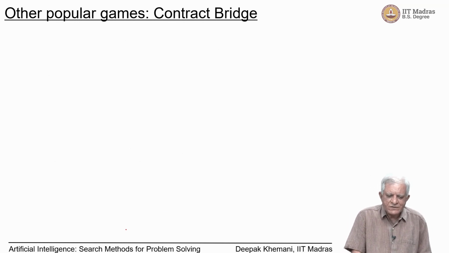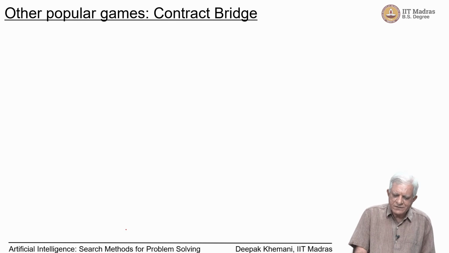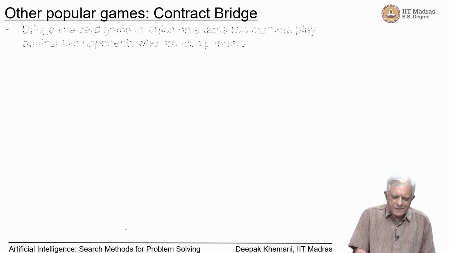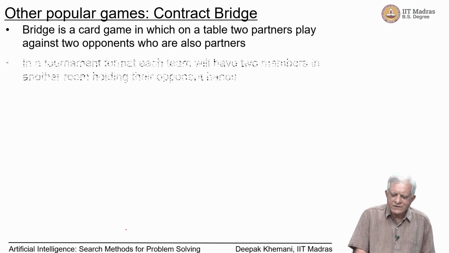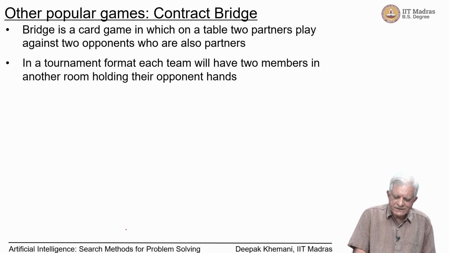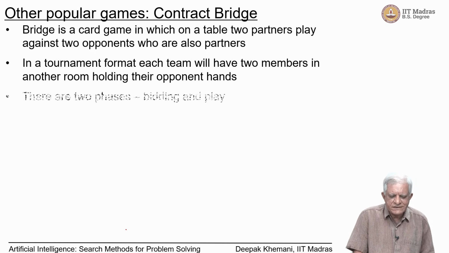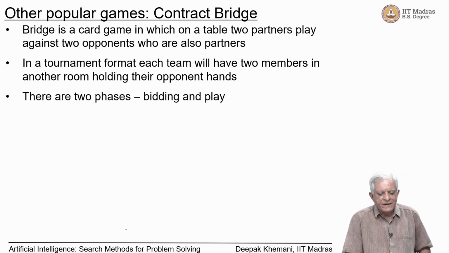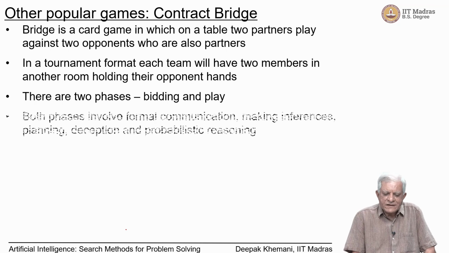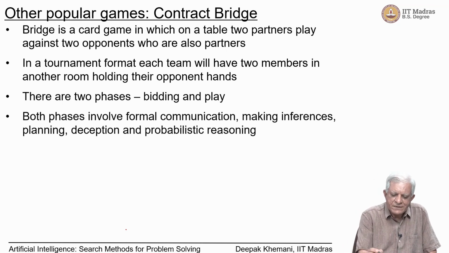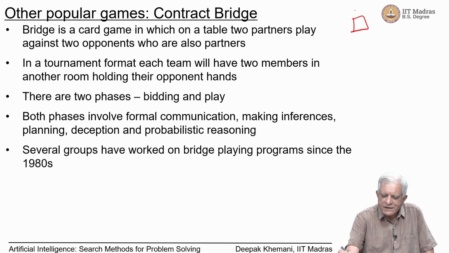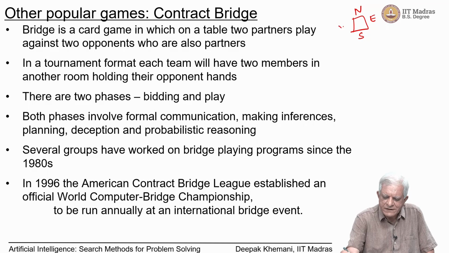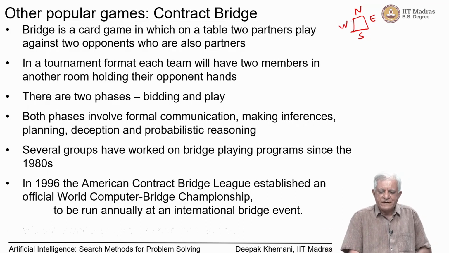So the last game that I want to talk about is the game of contract bridge. It's a game where machines are still not better than humans, essentially. So it's still a challenge. It's an open challenge. It's a card game in which on a table 2 partners play against 2 opponents. So you have a table and there are 4 players. Typically they are called north, south, east and west.